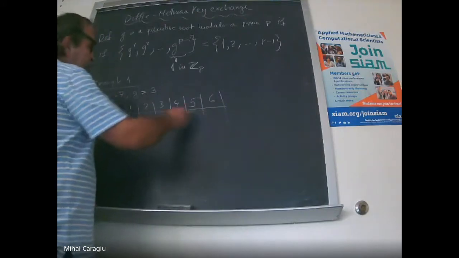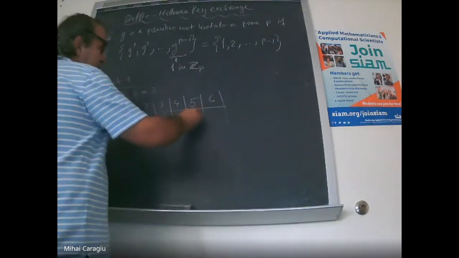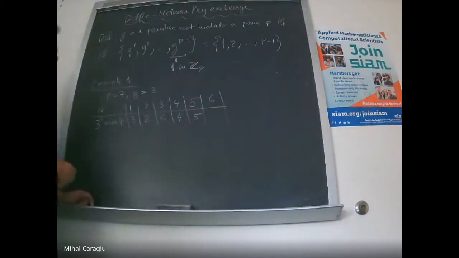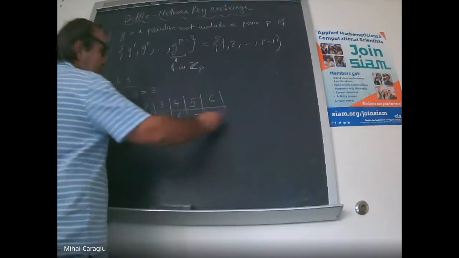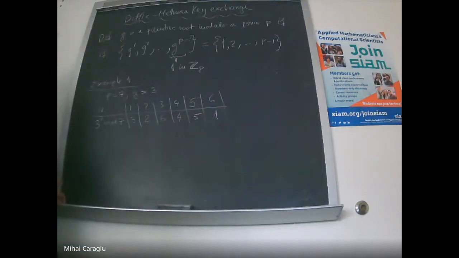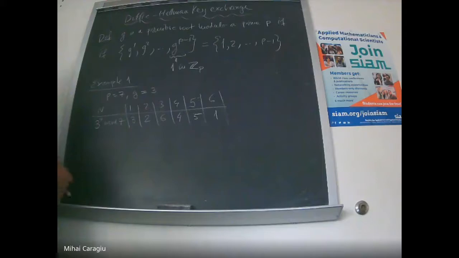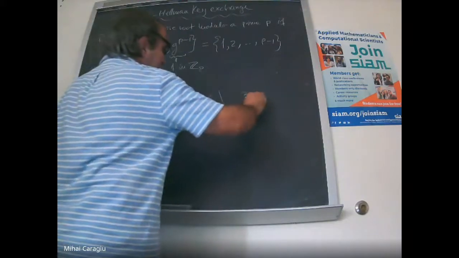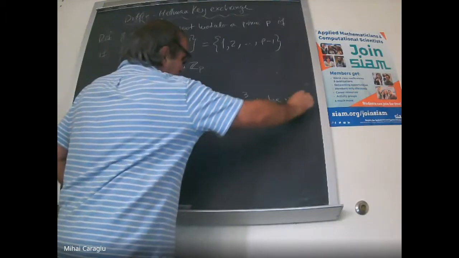3 times 4 is 12. Because 12 equals 7 plus 5, and 7 is 0. Okay. And 3 times 5 is 15, and again 15 is 14 plus 1, but 14 mod 7 is 0, so we got 1 here. So as we see, the powers of 3 cover all non-zero elements modulo 7. So 3 is a primitive root mod 7.